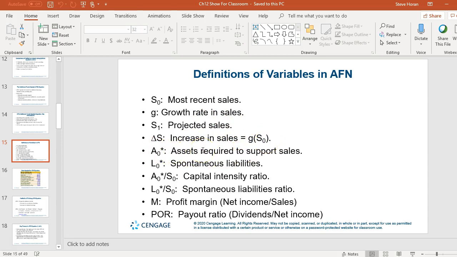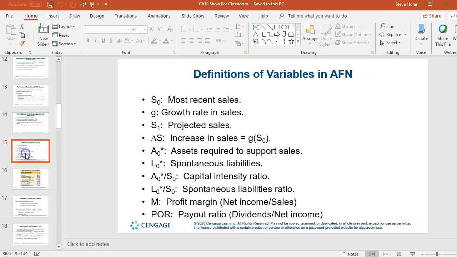A0 is assets required to support sales today. L0 is spontaneous liabilities. And so A0 to S0, assets to sales, is the capital intensity ratio. How many assets do you need to support sales? L0 to S0 is the spontaneous liabilities ratio, keeping in mind that's your accounts payable, accrued liabilities. M is your profit margin, net income divided by sales. And POR is my payout ratio, dividends divided by net income. Okay, so those are the inputs.